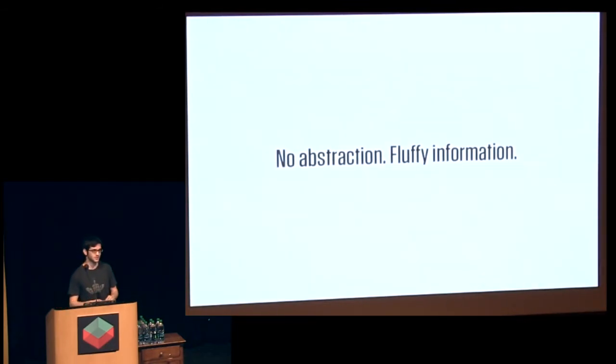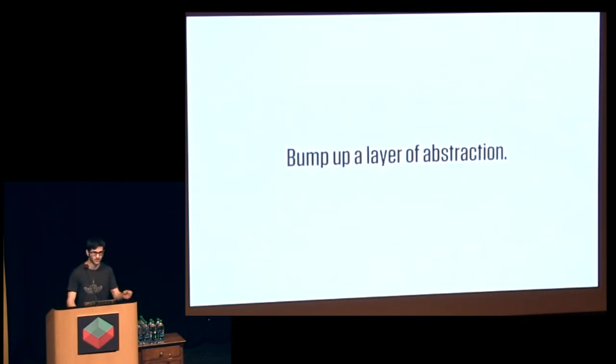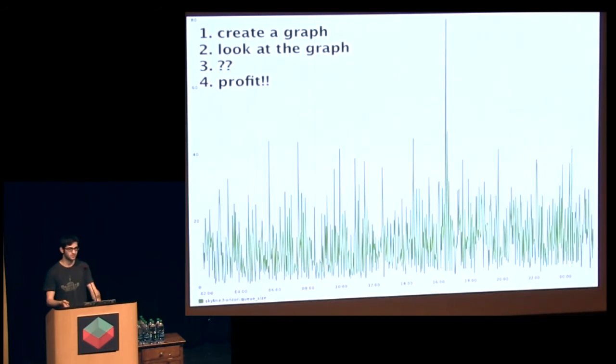So this is, again, easy to consume. There's no abstraction about it. But it's really hard to get at, right? There's a lot of friction: SSHing into the server, doing all this stuff. When you take that into account as well, it's not that easy to consume, because you have to do all that. So you bump up a layer of abstraction, you turn it into a graph.